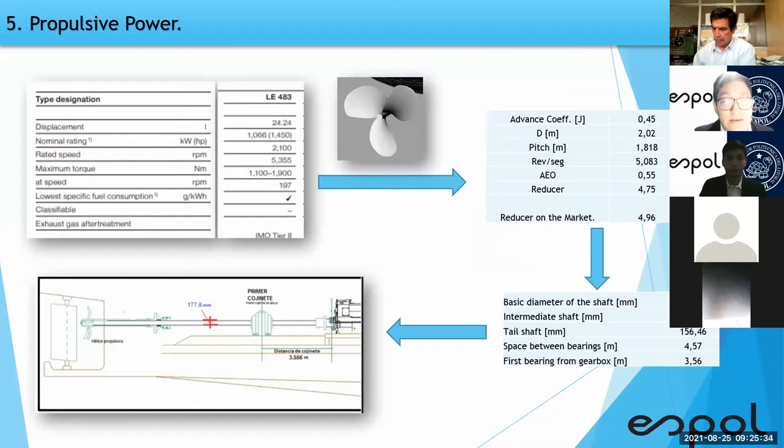You see the specification of the same, with a rated power of 1,400 horsepower, ensuring a safety factor. Then we calculate the dimensions of a Series B propeller and calculate the general propeller line.